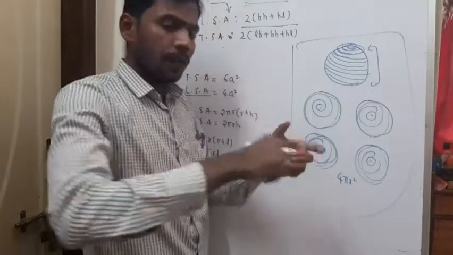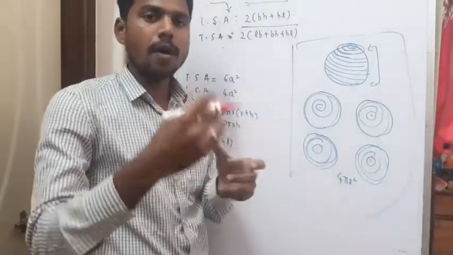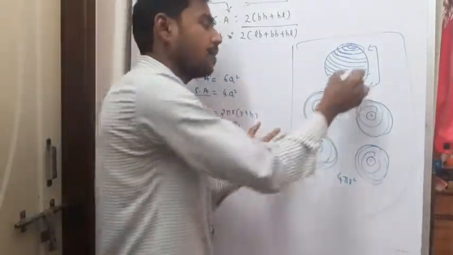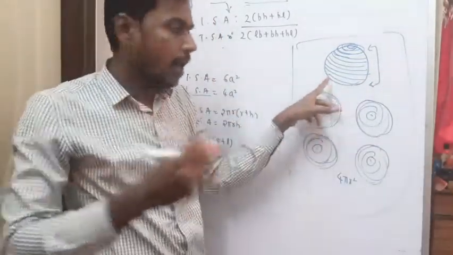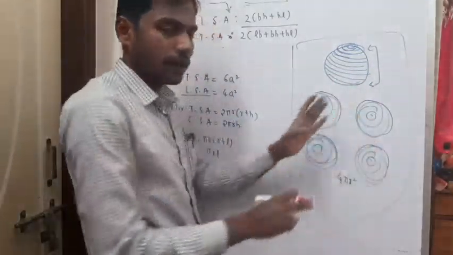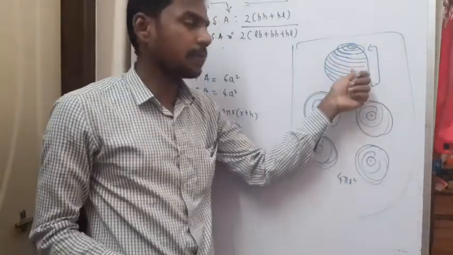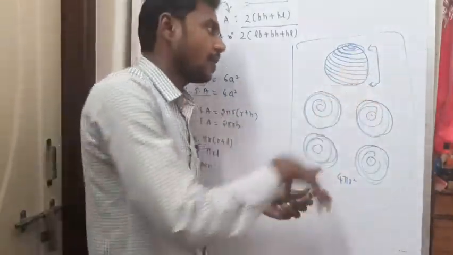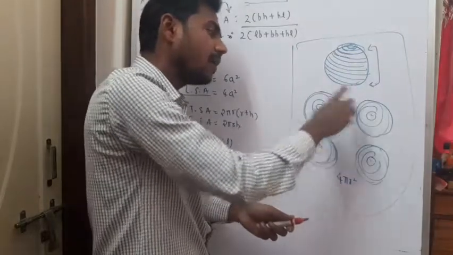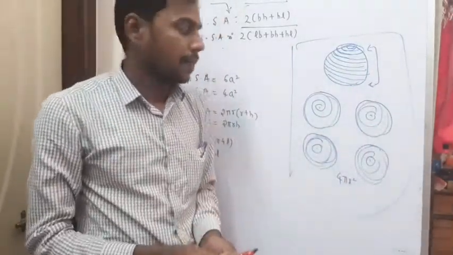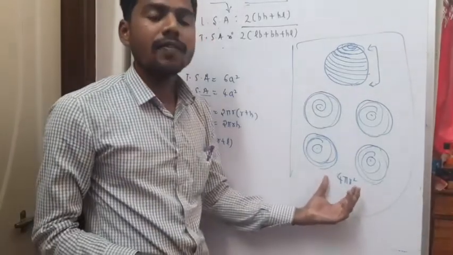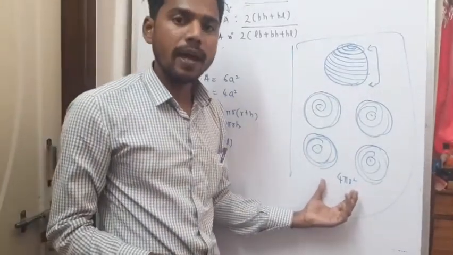See, try to wind the thread across the ball, and whatever length of thread you used for this, take out that thread and try to fill these circles. Whatever circles you have drawn using this particular radius, the thread that you have brought completely fills the entire 4 circles. So what does it convey? The area of a sphere is equal to 4 pi r square.